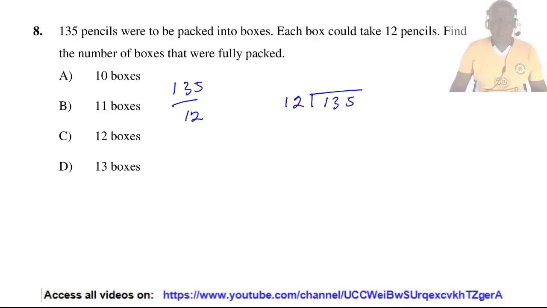135. 12 goes here, 1. So the difference is 1, 5. Then 12 times 1 is 12, 3. So the answer is 11, remainder 3. So the number of boxes equals 11.